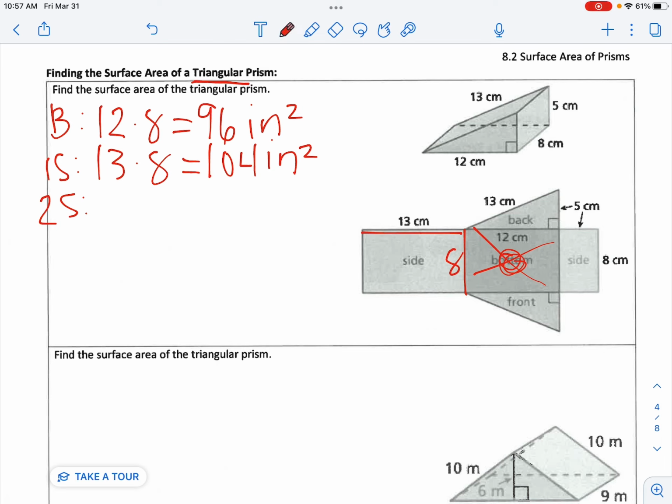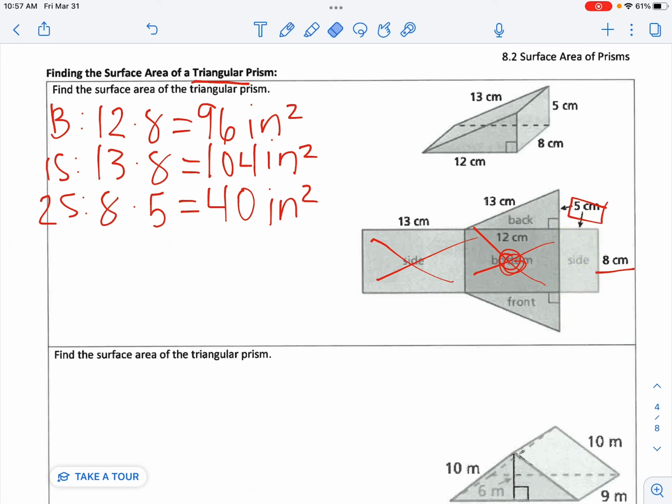Then we'll do our last rectangle. X out that one because we're done. And it's this small one right here. It's the second side. And it tells us right here, height is 8, base is 5. So we would just have 8 times 5, which equals 40 inches squared.